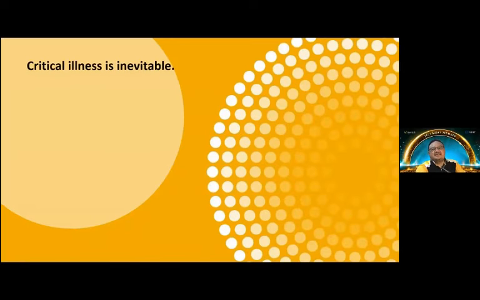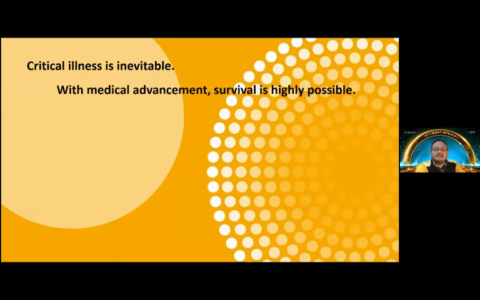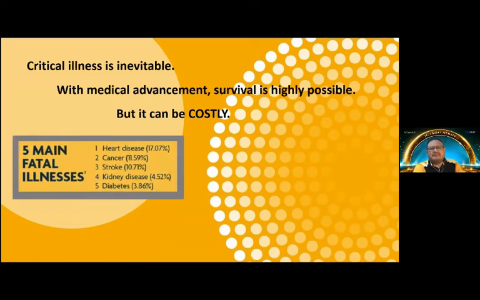All right. So critical illness is inevitable. Alam naman natin lahat yan, di ba? Lahat tayo magkakasakit. And with the medical advancement, mas malaki yung chance natin to survive. Pero, kahit na we have more chances of surviving, it also means that the medical bills or expenses will be more costly. Di ba? So ano ba yung mga 5 main fatal illnesses natin? So we have heart disease at 70%, cancer, and stroke, kidney disease, and diabetes.